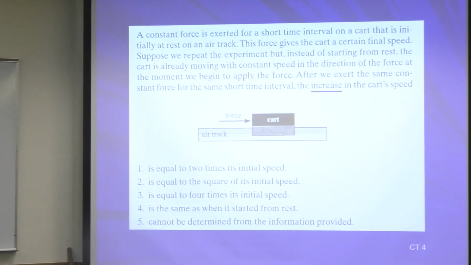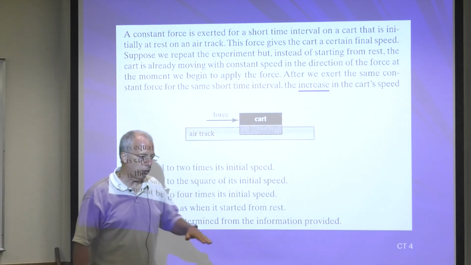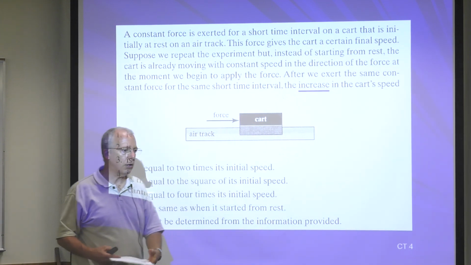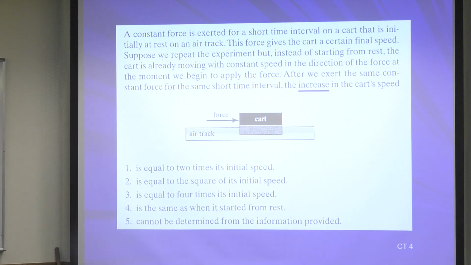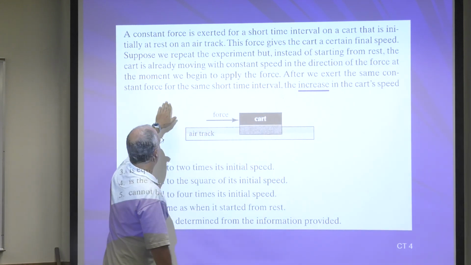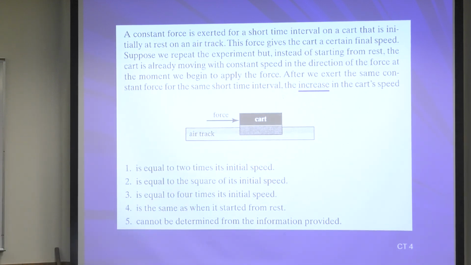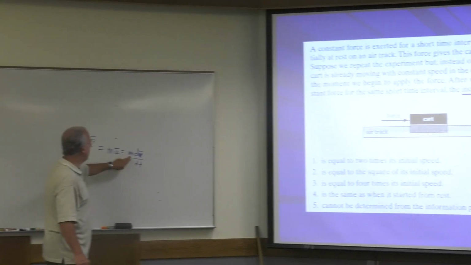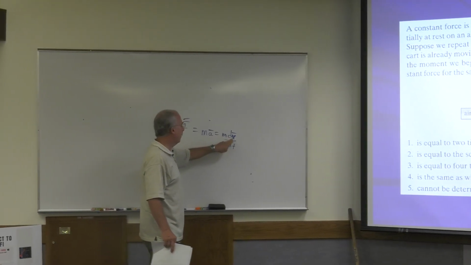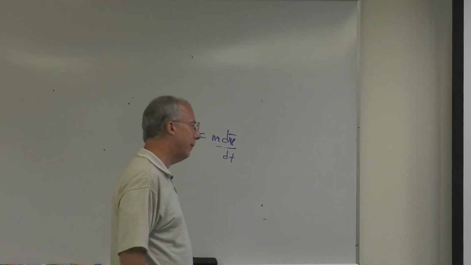Okay, so look, what does it mean, the increase in the speed? Well, the direction is not changing, right? The only thing that's changing is the increase. So that means delta V over delta t, correct? And notice it says the same time interval. So same force, same time interval, same mass. What has to be true about the dV, the increase in speed? It's the same, right?